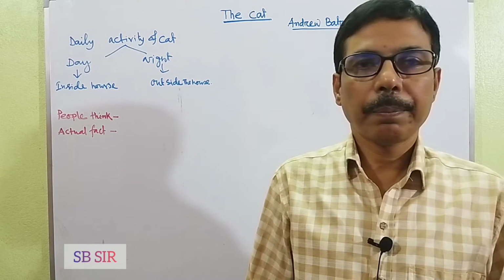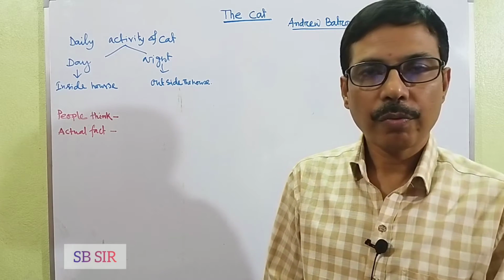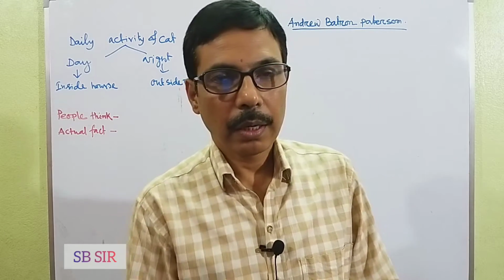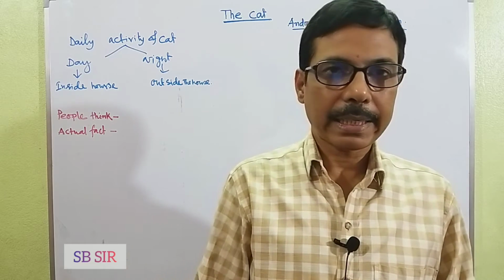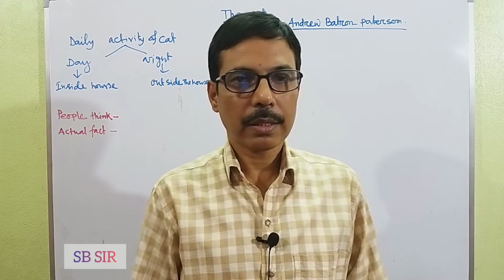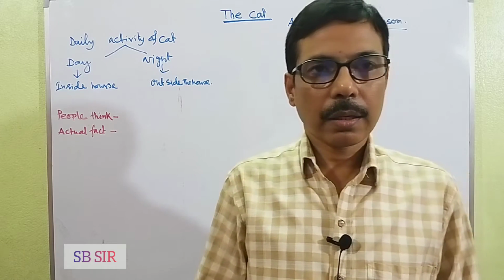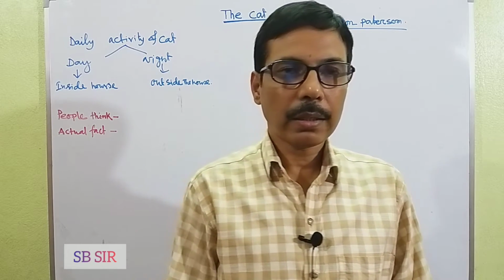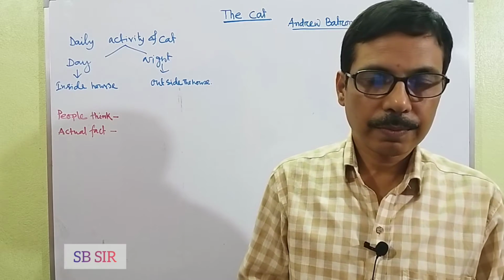Here he perceives the daily activities, the daily life of a cat. Here we can see the cat has two types of life, two opposite characters. When he is in the house, he behaves in one way, and when he is out of the house, his behavior totally changes.